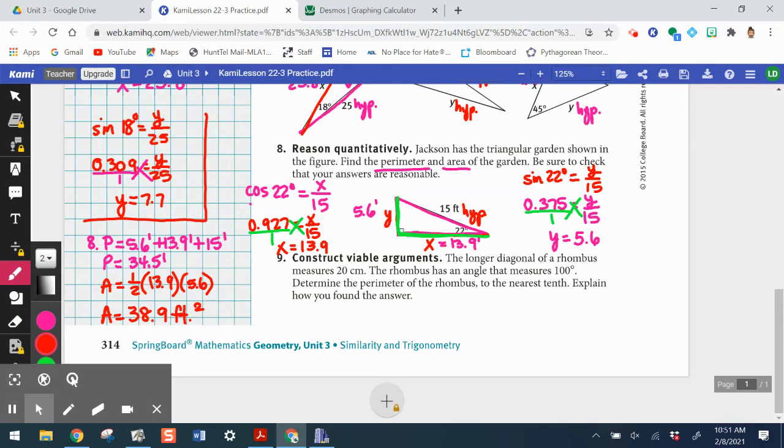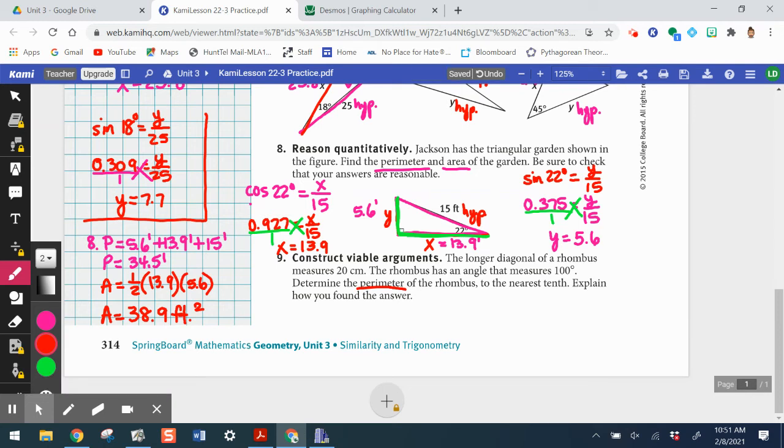Don't have very much room for number 9, but we'll take a look. The longer diagonal of a rhombus measures 20 centimeters, and the rhombus has an angle that measures 100 degrees. Determine the perimeter of the rhombus to the nearest tenth and explain how you found your answer.